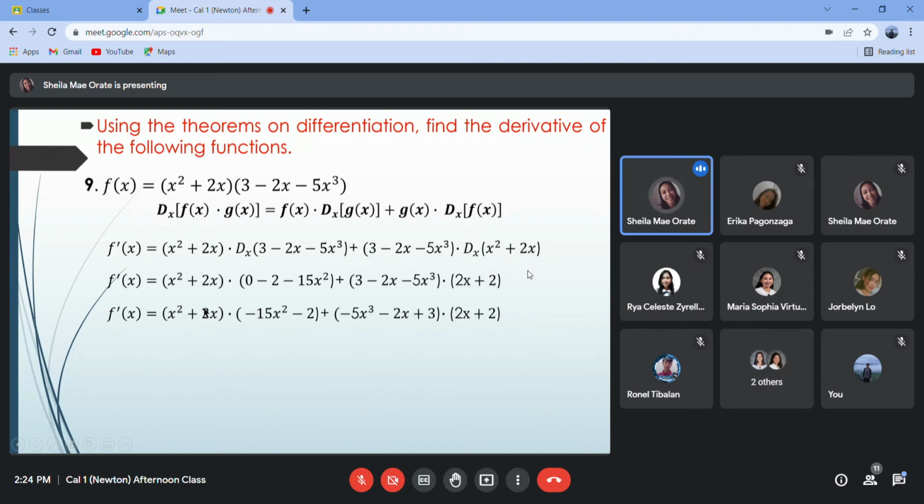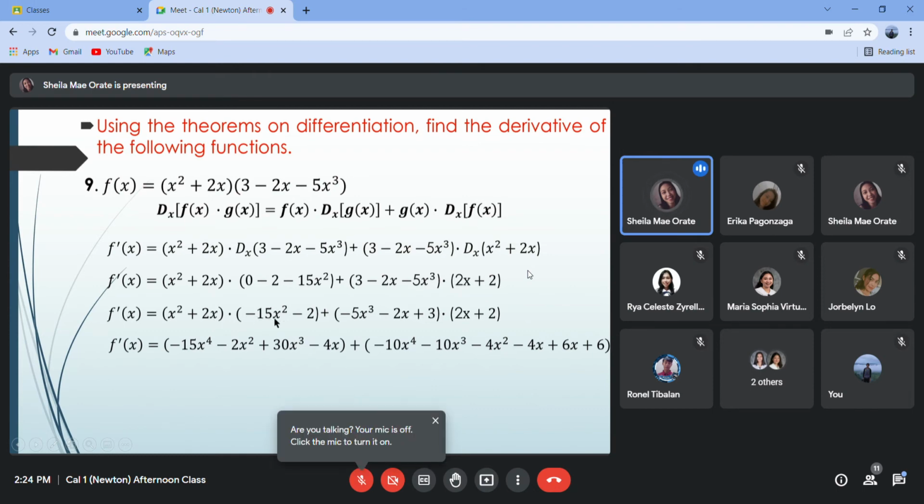Dayon, i-multiply na nato si x squared plus 2x kay negative 15x squared minus 2. So, ato ang gamiton, FOIL method. Okay? Pwede lang FOIL. I-distribute lang nato una si x squared, dire sa duha ka terms, si 2x na dayon. So, ang na-simplify na expression, negative 15x raised to the power of 4 minus 2x squared. Diba? Outer, negative 2x squared. Inner, 2x and negative 15x squared, we have 30x cubed. Okay? Then, the last one, we have negative 4x.